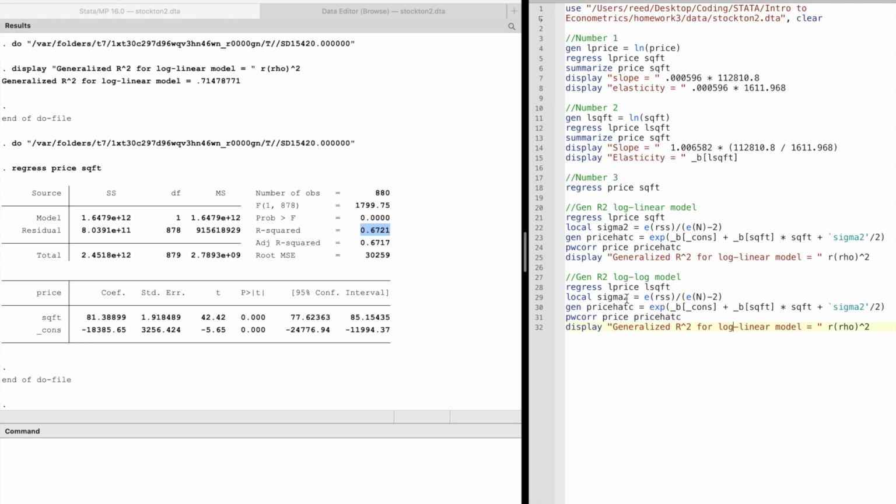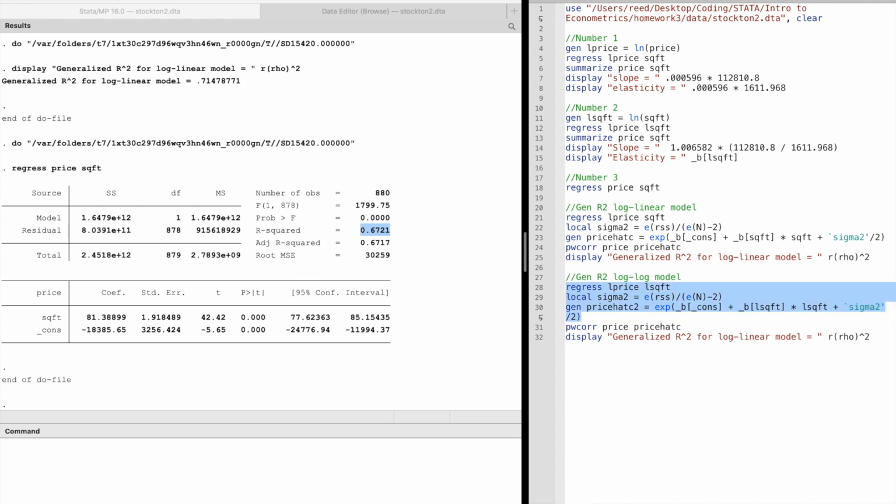And sigma hat squared should stay the same. It's just based off a new regression. We want to make sure we store this as something different. So we'll say price hat C2 is our predictive value for our log model. And here we need to change this to L square feet and L square feet because our explanatory variable is now the log of square feet.